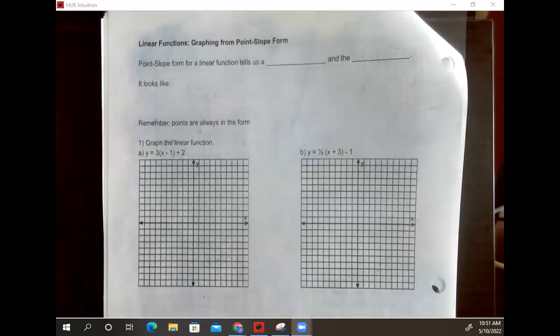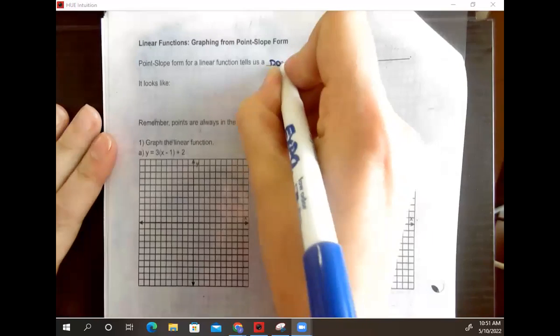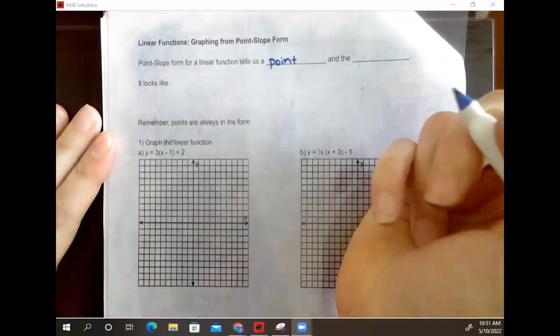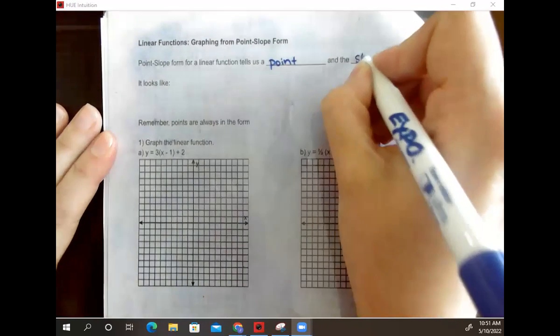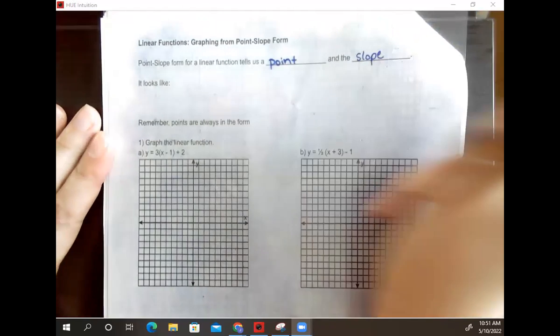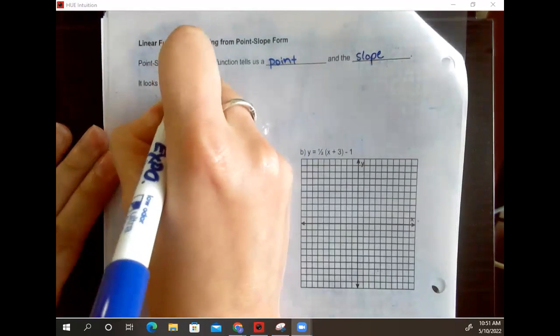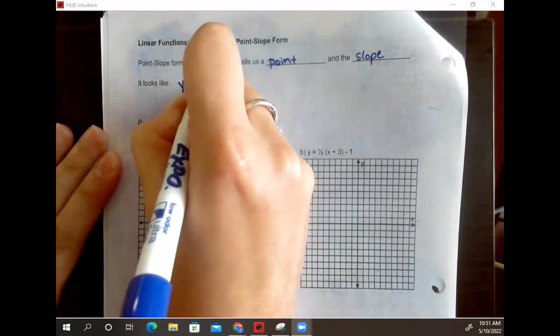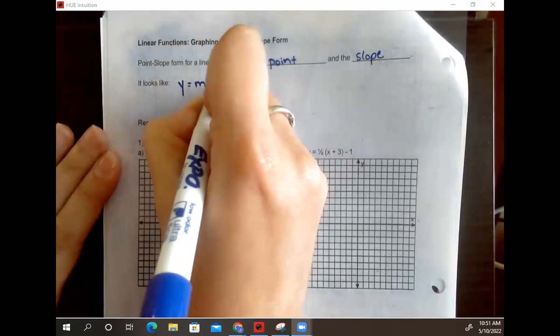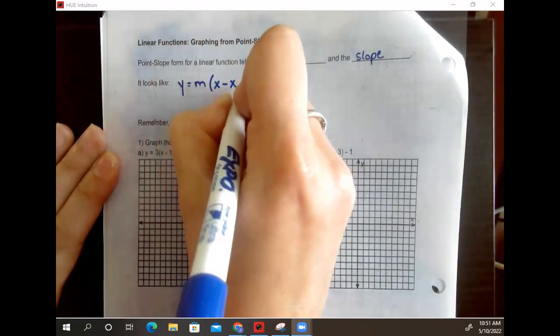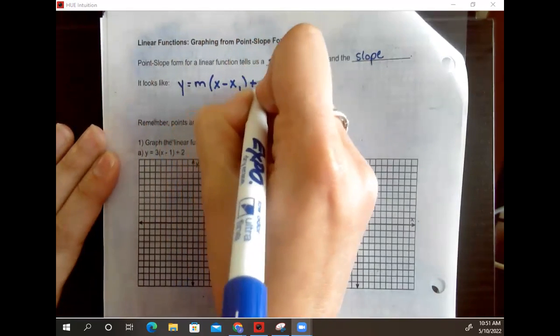So point slope form for a linear function tells us a point from the line, any point at all, and the slope of that line. They were not in any way trying to be tricky when they named this. Point slope form, what does it tell me? A point and the slope, okay? It looks like this. y = m(x − x1) + y1.